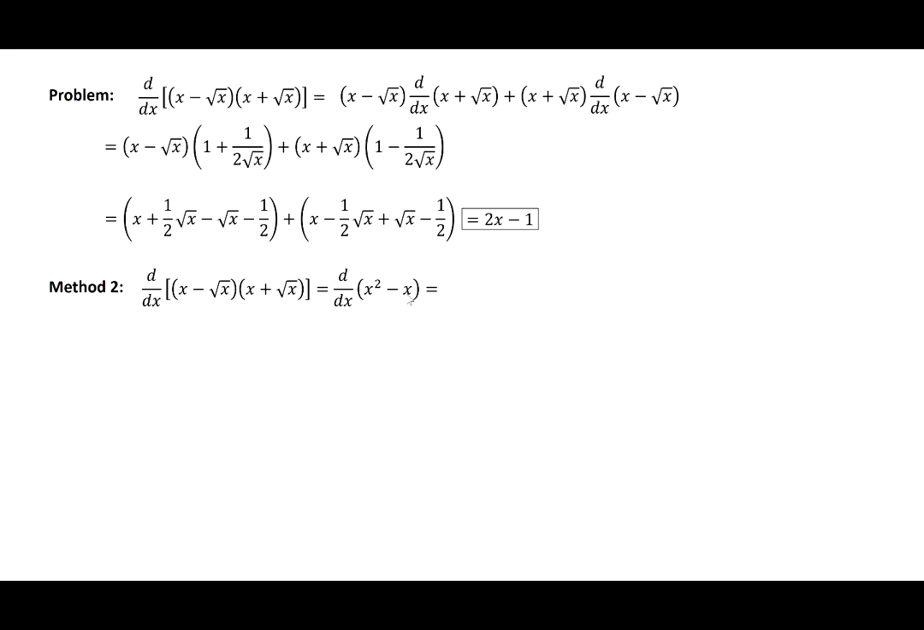Right? And now, this is the derivative of the first term minus the derivative of the second term. x squared, the derivative is 2x. Derivative of x is just 1. How simple this became. See? So, I wanted to show you that sometimes simplifying actually helps you a lot.